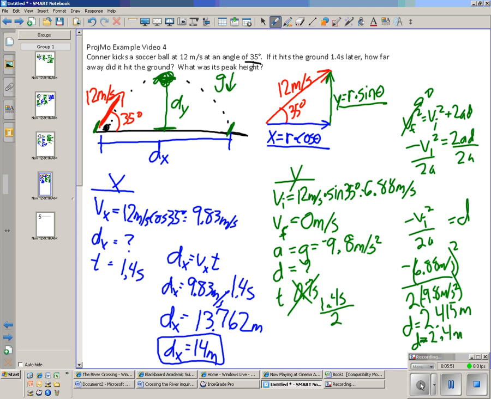2.4 meters. Now, the reason I went ahead and showed you these steps was to make sure that when you're dividing this 6.88 squared, you're dividing by this entire thing, the 2 times negative 9.8. Put that in parentheses, or your order of operations for your calculator might mess up. Anyhow, hooray for physics.